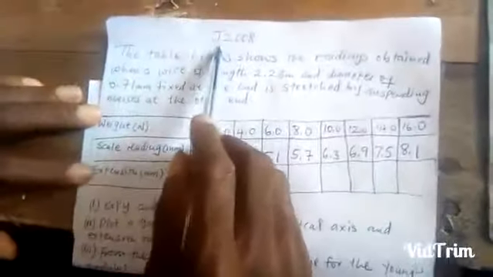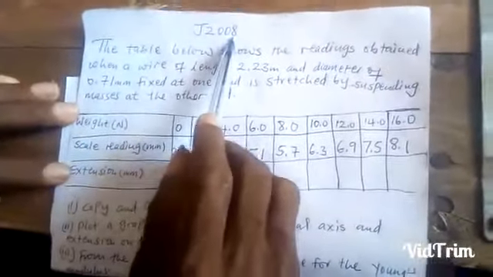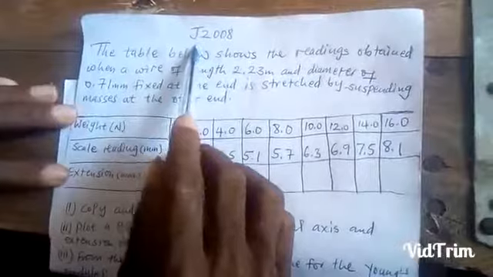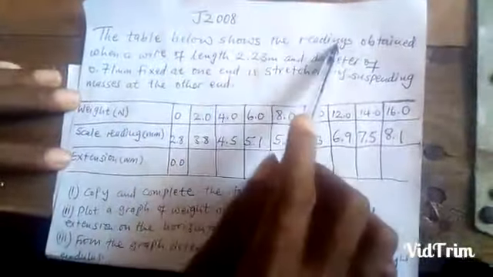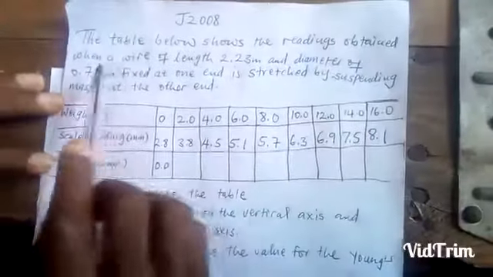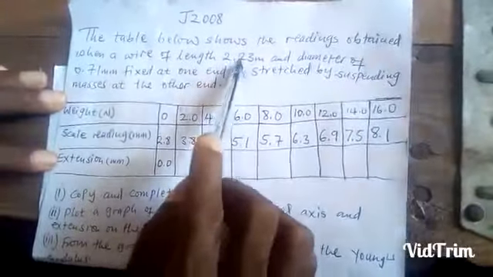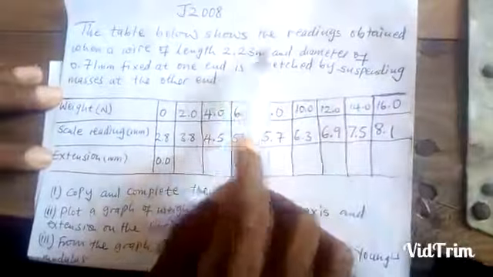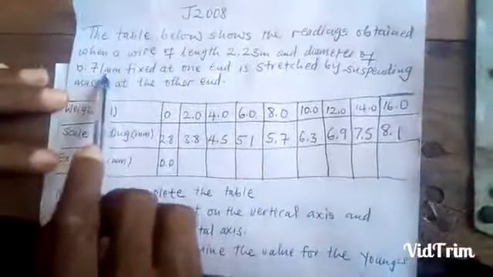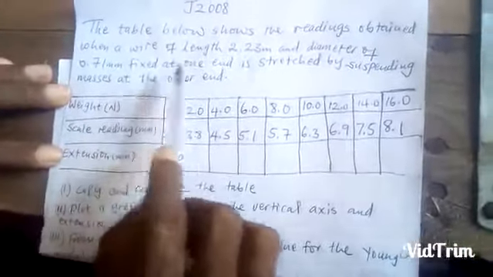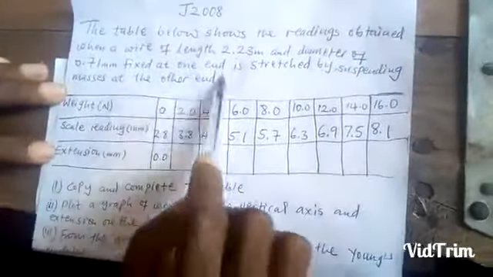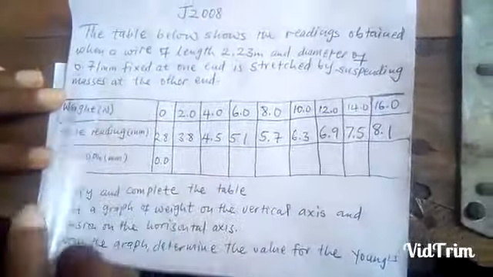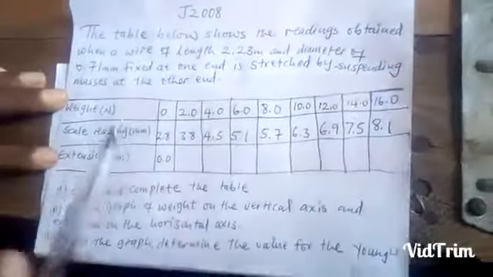The other question we want to look at now is 2008. They presented a question in graphical form. The question reads, the table below shows the readings obtained when a wire of original length 2.23 meters and diameter of 0.71 millimeters, fixed at one end, is stretched by suspending masses at the other end. There were a lot of masses, and those masses are now converted to weight.